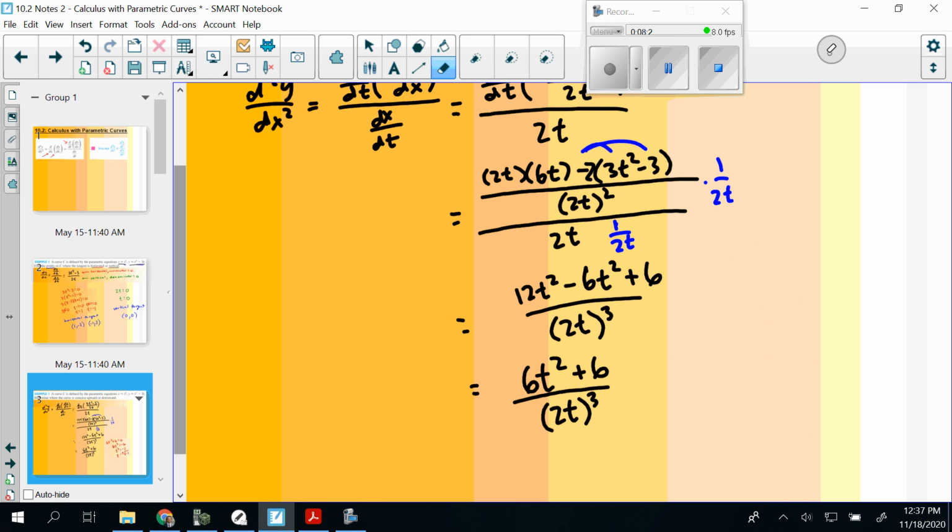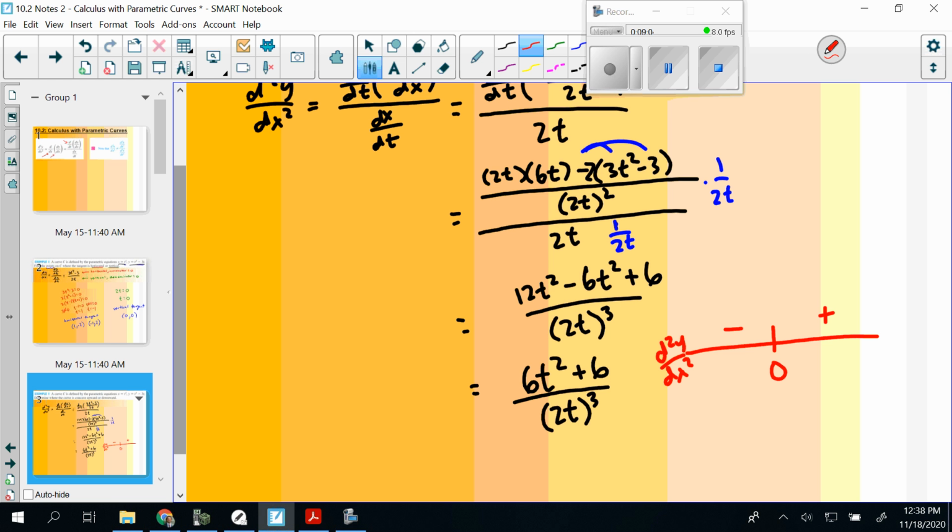Where does this maybe not exist though? It looks like we can get a value from that if we put the bottom equal to 0. We could take the cube root and then divide by 2. So at 0, we could possibly change concavity here. So to find out where it's concave up and concave down, let's make a little line, and this is for our second derivative here. Let's pick some test points. If we pick 1, and put 1 in, the top's positive, the bottom's positive, so it's going to be positive here. If we pick something like negative 1, the top is still positive, but the bottom would be negative, and so it's going to be negative over here.